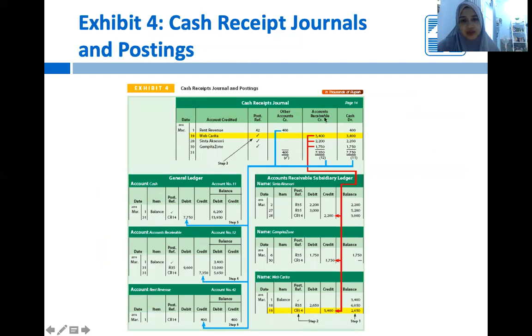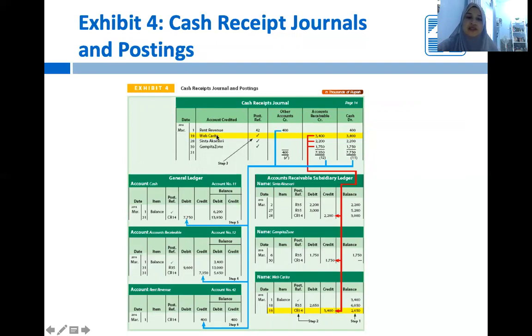Why do we have two columns here, accounts receivable and other accounts? Because certain payments are not coming from the customers. So we provide a specific column for the cash receipts that come from other parties. Let's say in this example, rent revenue. Rent revenue doesn't come from the subsidiary ledger. It doesn't come from our main customers. So the same steps again as you do for the revenue journal.